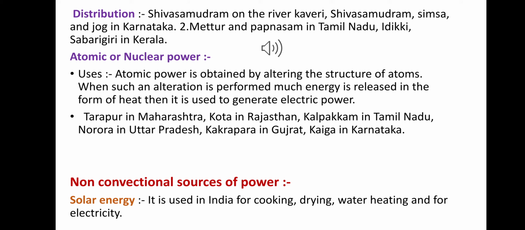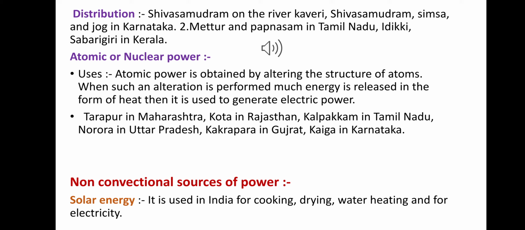Distribution of hydroelectric power. Mainly it is found at Shimshabundram, Shimsa and Jog, that is the Mahatma Gandhi hydel power station, in Karnataka, Mettur in Tamil Nadu, Sileru in Andhra Pradesh, Idukki in Kerala, Koyna in Maharashtra, and there are so many. You have to learn a few of them.